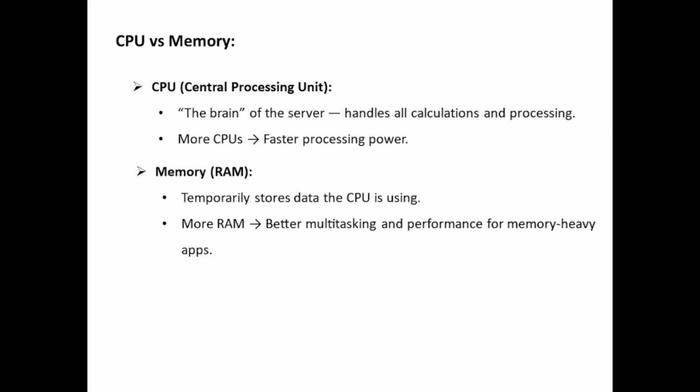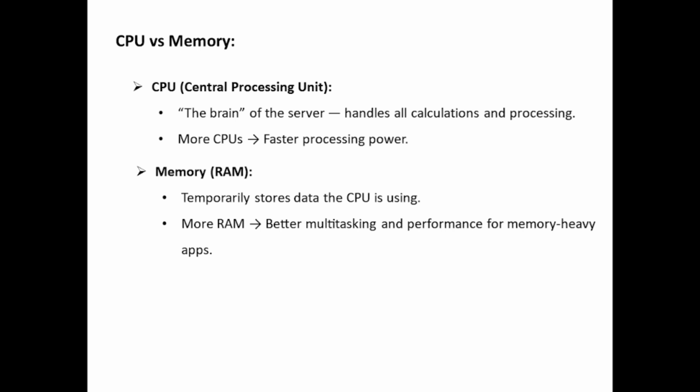CPU, Central Processing Unit, is like the brain of our machine. It handles all the logic, calculations, and instructions. So if our app is doing a lot of computing, like encoding videos, running ML models, or handling thousands of requests, we need more CPU power.